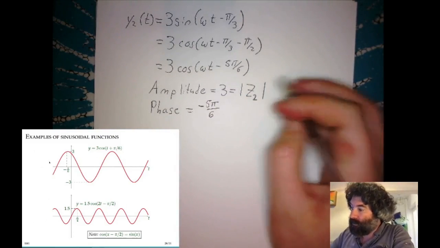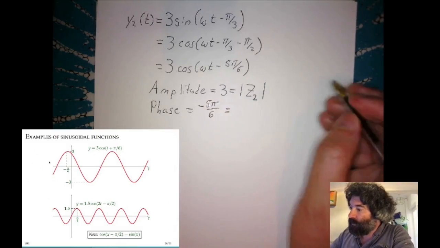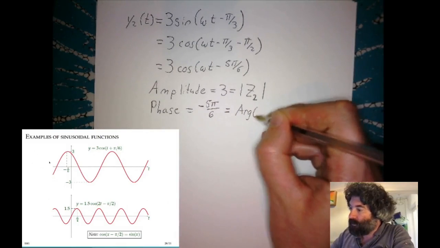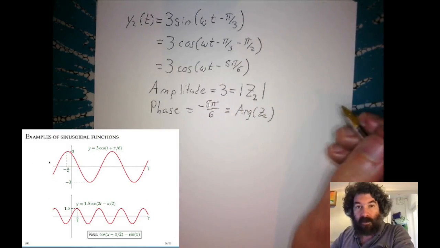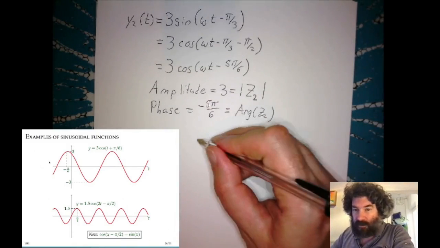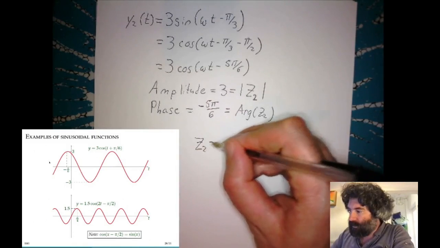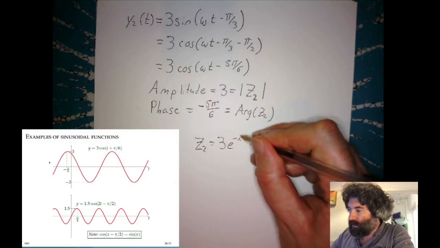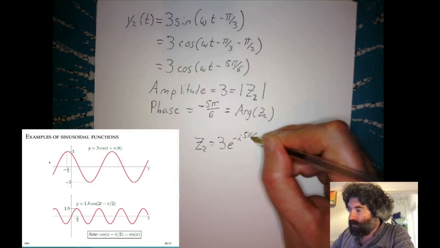And this is equal to the argument of the phasor Z2. And so we can easily now write down the exponential form for the phasor. The phasor is the modulus 3 times e to the negative i 5 pi over 6.